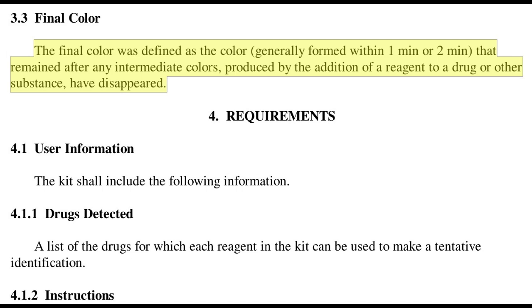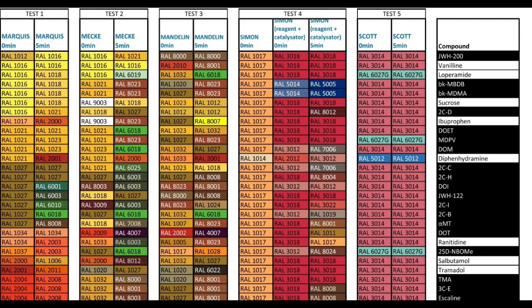Another thing that's important is to make sure you check your stuff at the correct time interval. Some tables will use different time intervals. In fact, there's one that I found in a paper that uses the initial color and then the color after 5 minutes, not 1 to 2. So make sure you check your stuff at the right times.